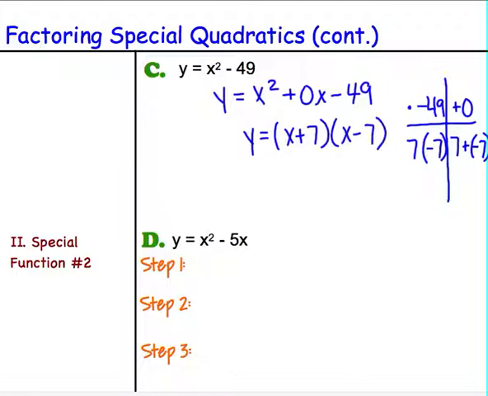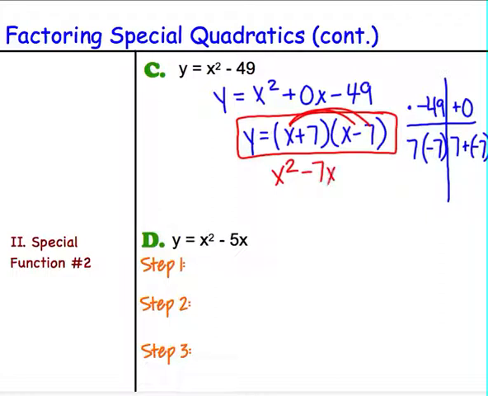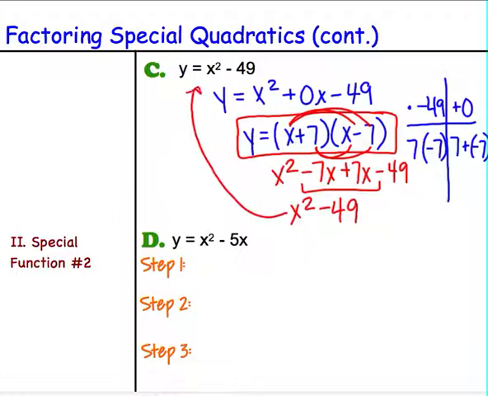Then I want to check this to make sure that this is in fact our solution. X times x is x squared. X times negative 7 is negative 7x. 7 times x is plus 7x. And 7 times negative 7 is minus 49. Combine our like terms and we get x squared minus 49, which is in fact what we started with, so it checks out.